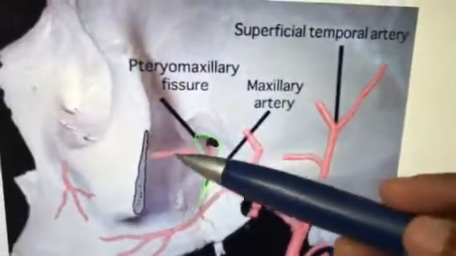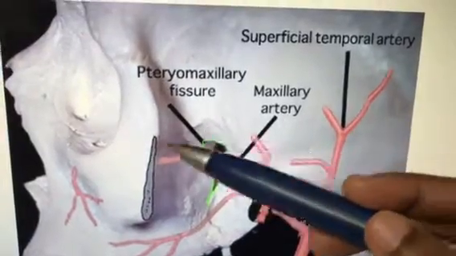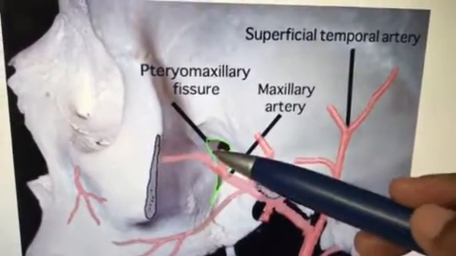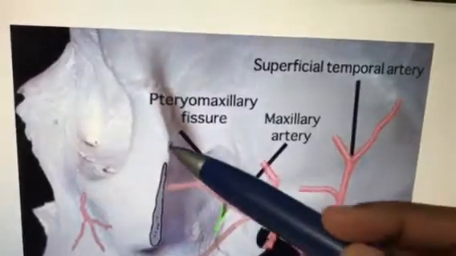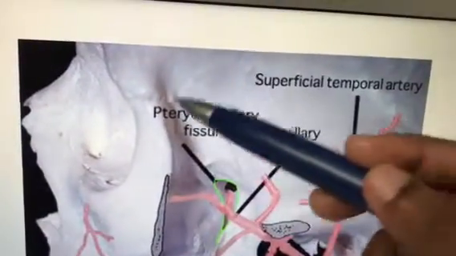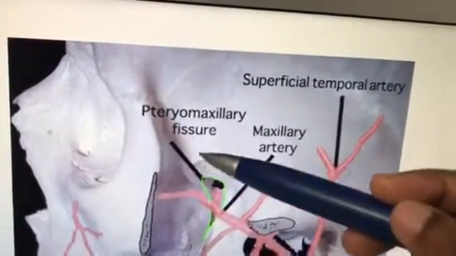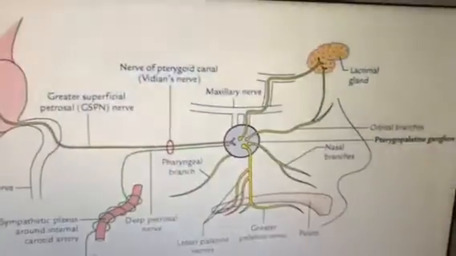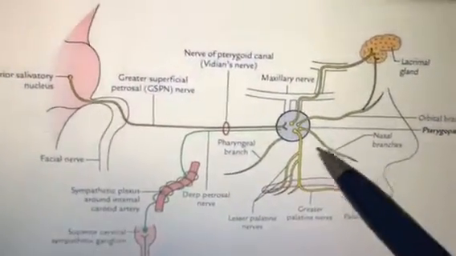So again I repeat, now I have removed the zygomatic process. You can see very well the pterygopalatine ganglion, and inside that only the nerve is coming out. Here the zygomaticotemporal nerve is present, so it should catch the zygomaticotemporal. Now we will see the pathway nicely.